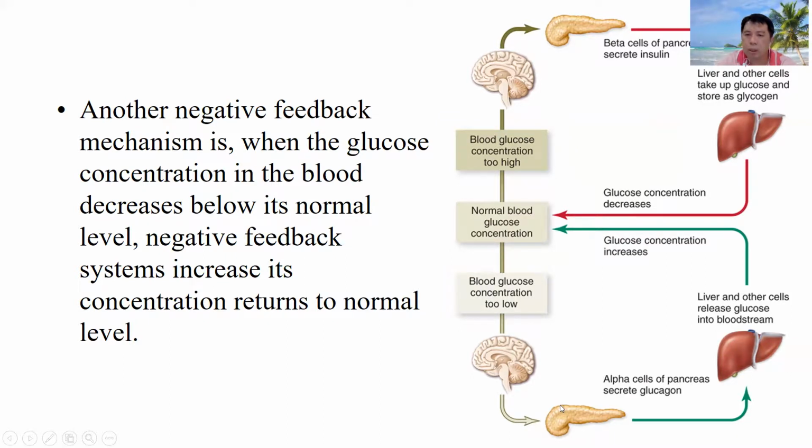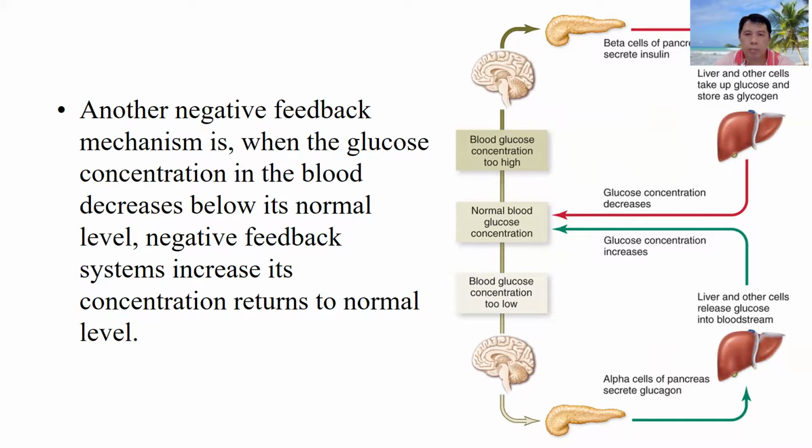Then the alpha cells of the islets of Langerhans in the pancreas will secrete glucagon. The glucagon is circulated to the liver, and then the liver cells will break down, or hydrolyze, the glycogen into glucose via glycogenolysis. Then the glucose is released into the blood circulation, to increase the blood glucose level to normal.